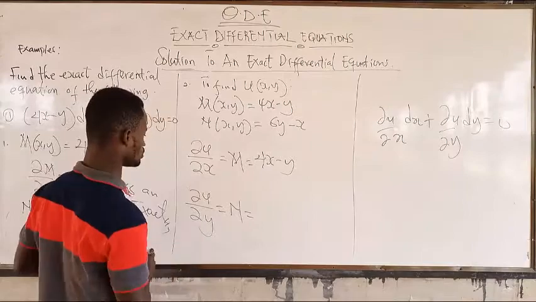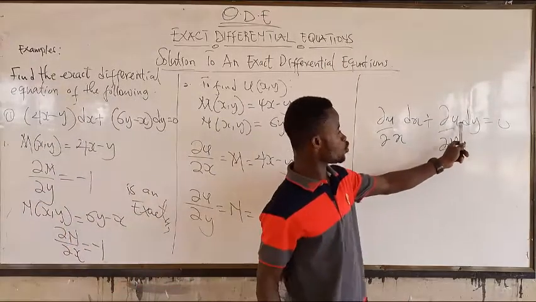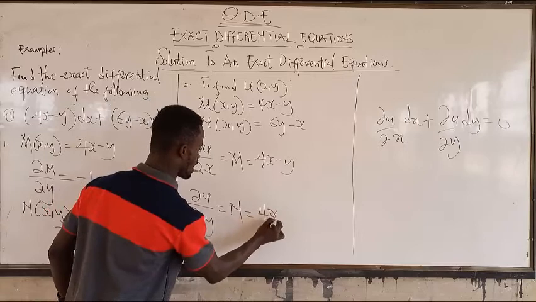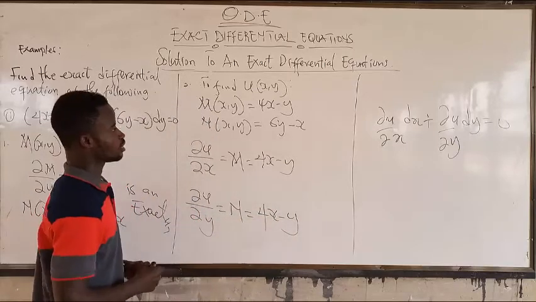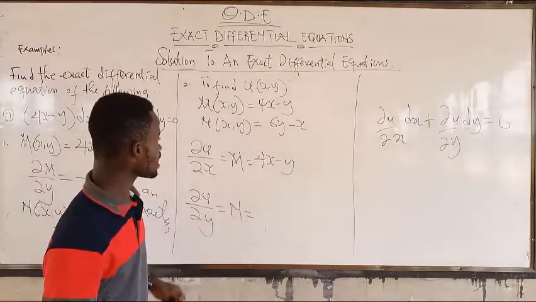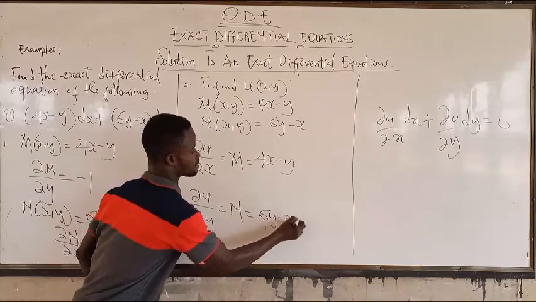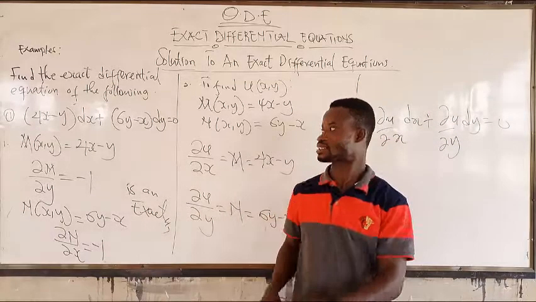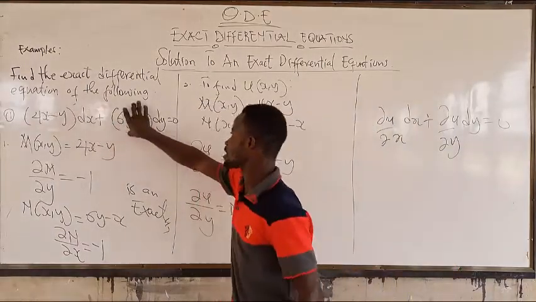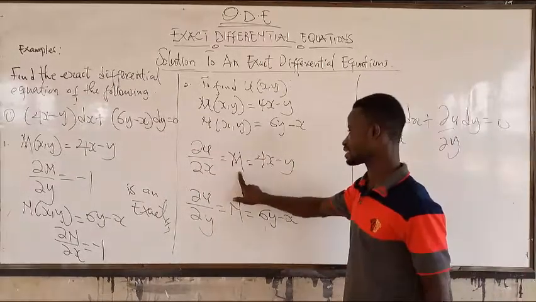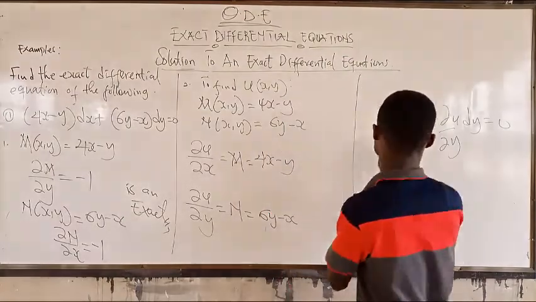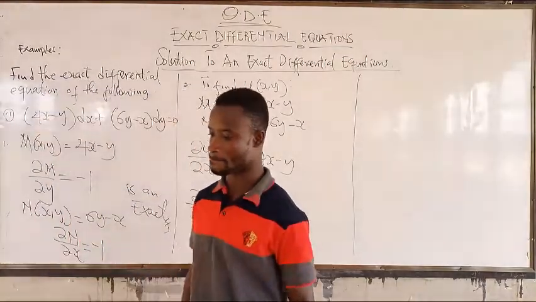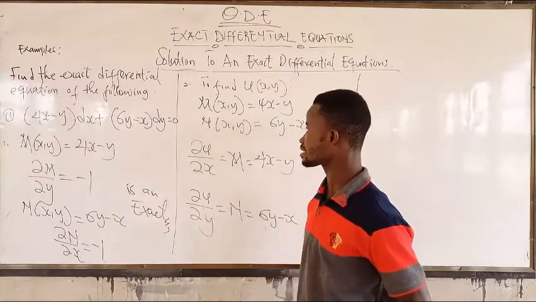I hope you're not confused. Very good. And the partial derivative of u with respect to y, which is the N, is, oh sorry, that is 6y minus x. So here we are not to take anything. We are just coming from this part, that this represents this, and that is the same as M, and that is the same as N. Alright. So that is the second part.